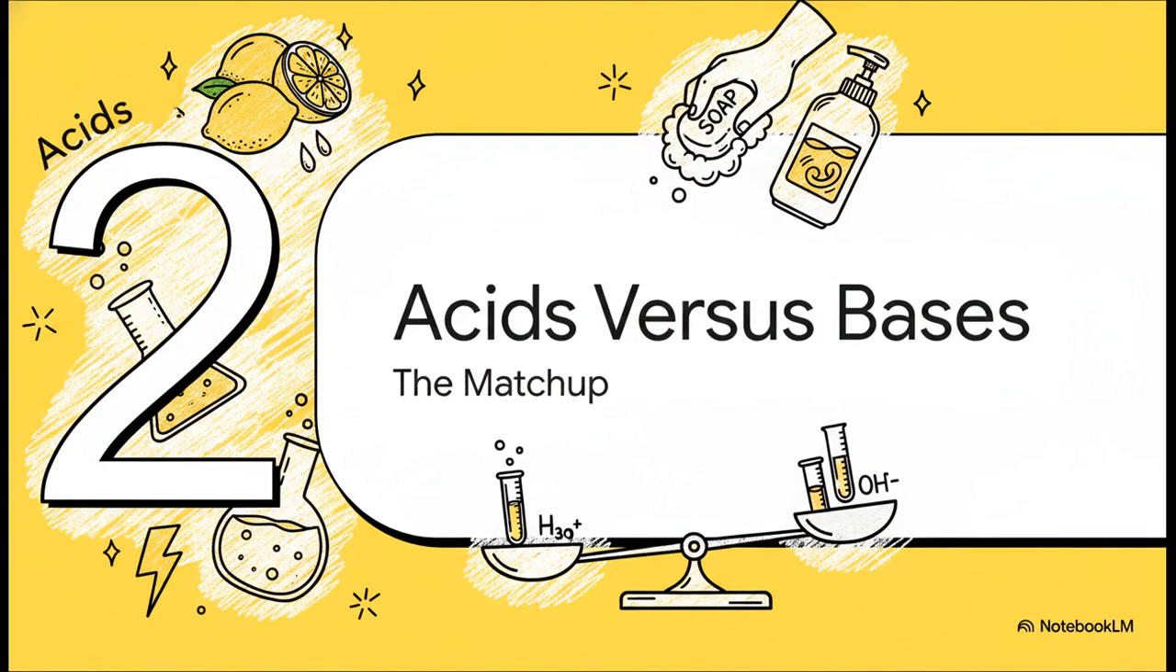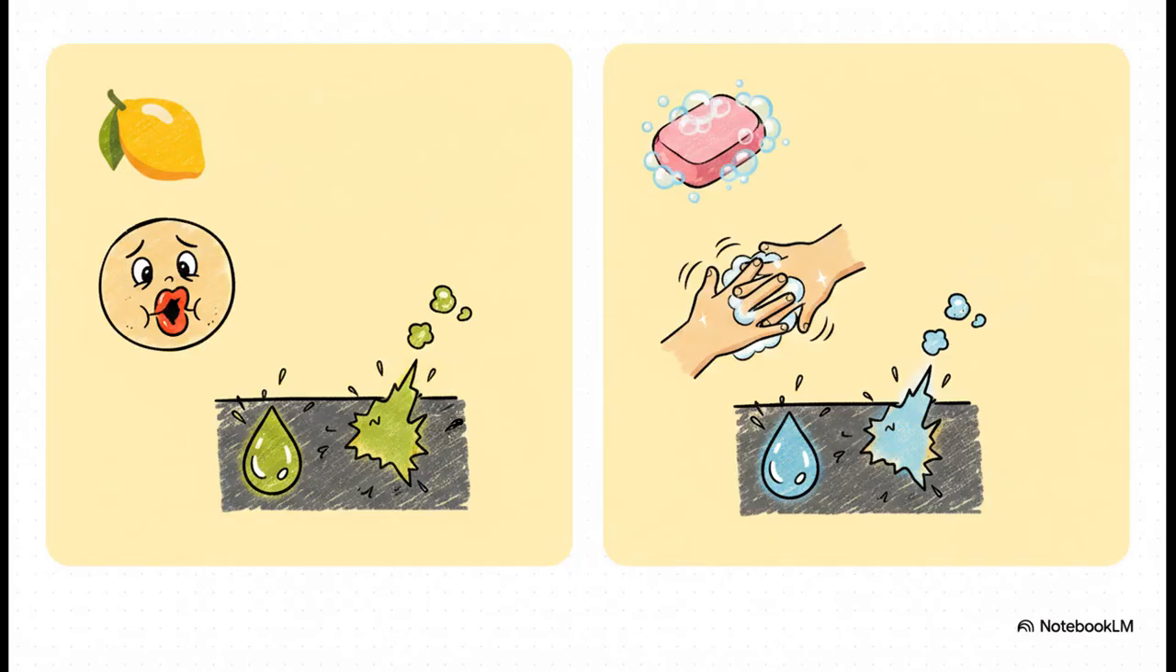Moving right along to Section 2, acids versus bases, the matchup. If you're going to be tested on their properties, you've got to know how these opposing teams stack up. To lock their properties into your memory, picture this stark contrast. On one side, we have acids. If you were to taste a mild one, like a lemon, it would be super sour. Chemically speaking, when dissolved in water, acids produce those hydrogen ions we just mentioned. And a quick warning, strong acids will absolutely burn your skin.